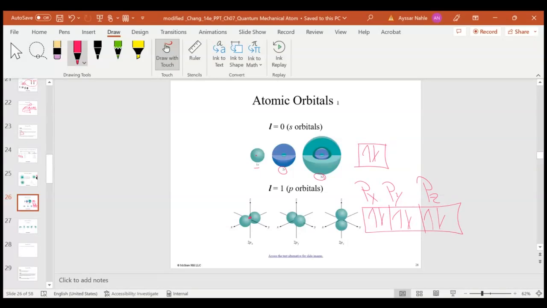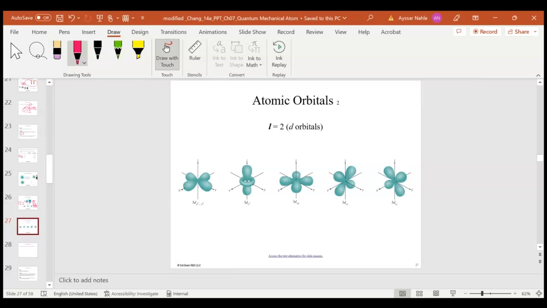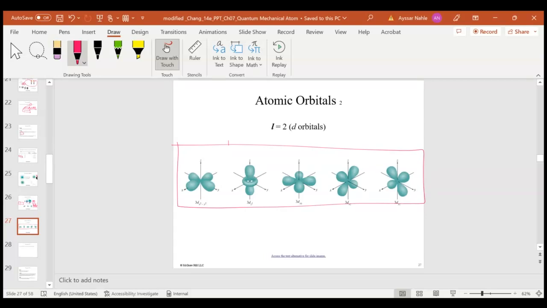If you have d, what will happen to the d? 1, 2, 3, 4, and 5. Now it's much more complex in there. If I want to look at the D, look at the D in here. So these are the orbitals inside the D subshell. 1, 2, 3, 4, and 5. Look how the electrons move up this way and then this way and this way. And this one, you can see a donut in here.